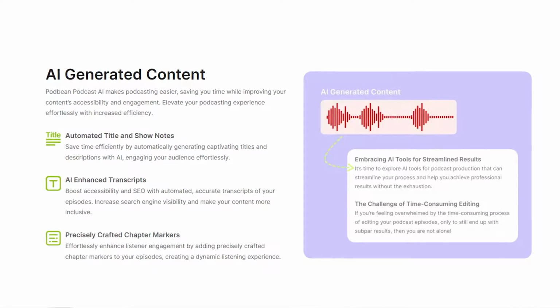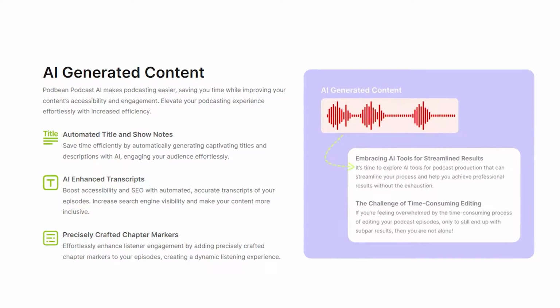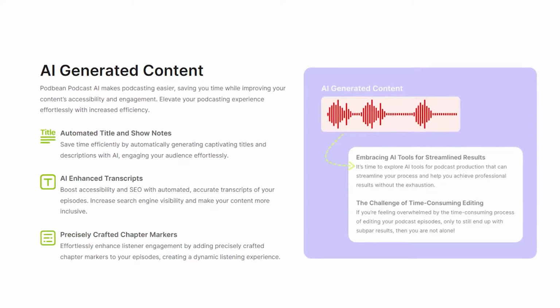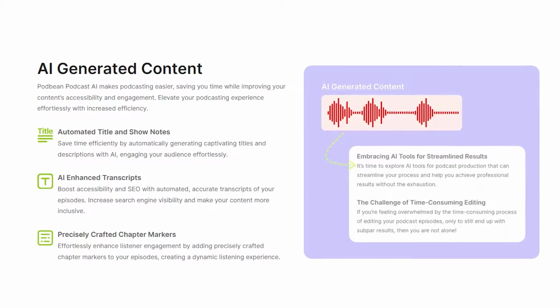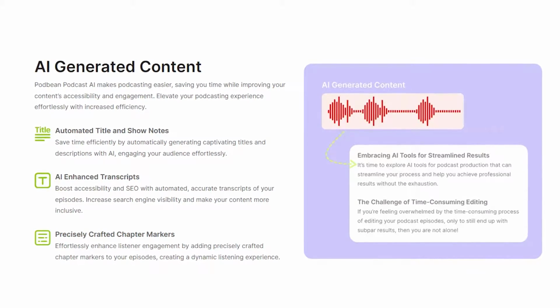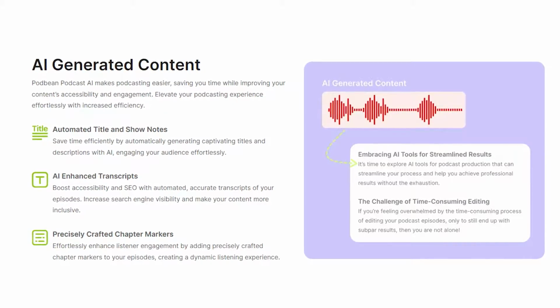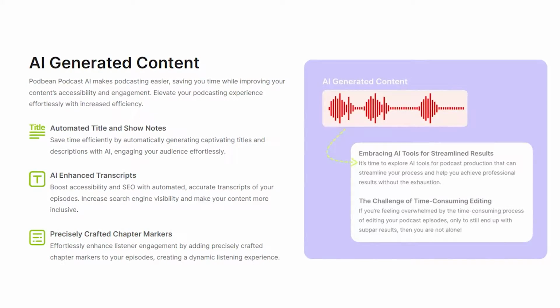They also have AI generated content tools. And with these, you can automate titles and show notes to make it more click worthy and easier to find across different directories. There's AI enhanced transcripts to make it more accessible, and precisely crafted chapter markers to help viewers find exactly what they're looking for. And all of these tools just really make it a better experience for your listeners without any additional time to you. And all of these things used to take a lot of time if done manually. So they're using AI to make that as seamless as possible.